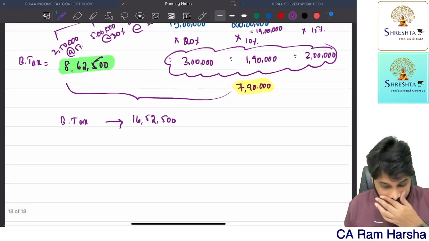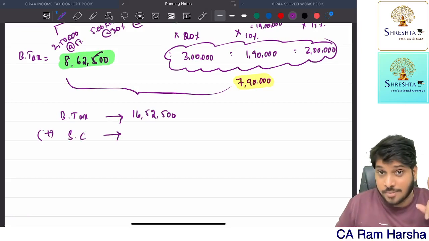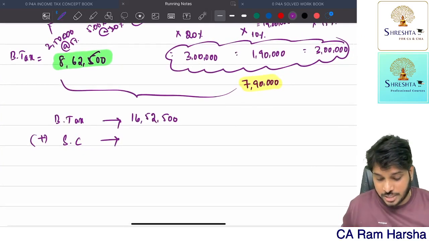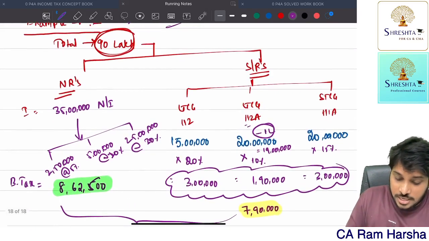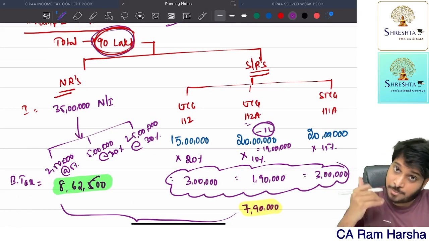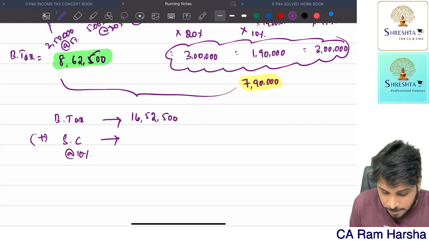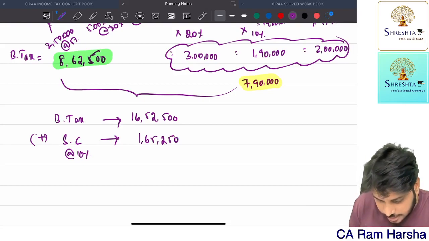Now tell me, step number B, what is the surcharge? I am just following our tax computation format. Is surcharge applicable? Sir, total income including everything is 90 lakhs but not exceeding 1 crore. So surcharge is applicable at 10%, sir. So which means 1,65,250. That is the surcharge.